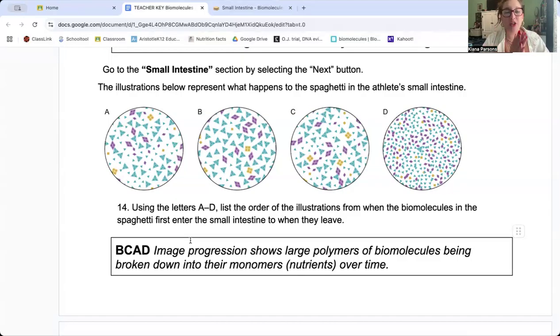So image B, we have the mostly complete triangles, parallelograms, and squares. Then image C, getting a little bit smaller now. You can see some of the monomers peeking out. Image A, even more monomers emerge. And then image D, finally everything has been broken down. It's ready to be absorbed into the bloodstream.